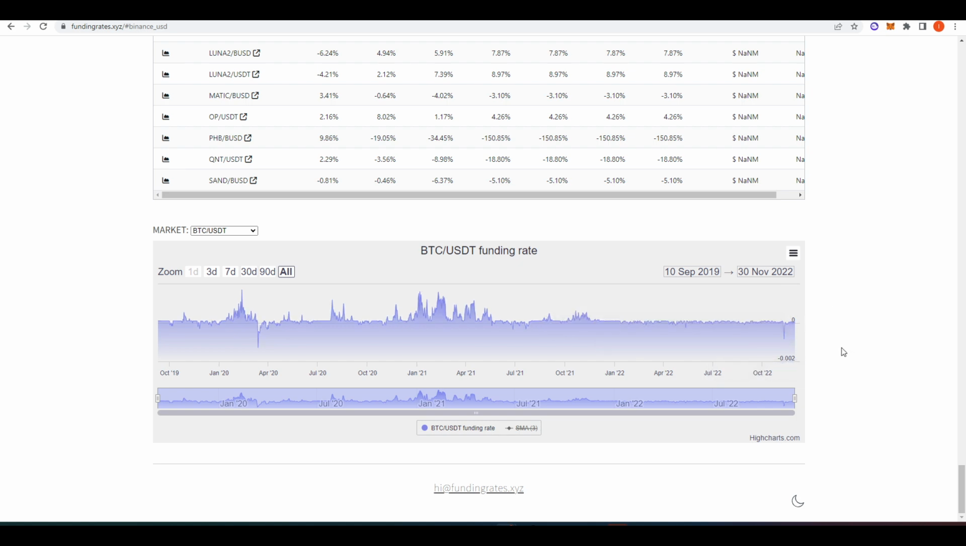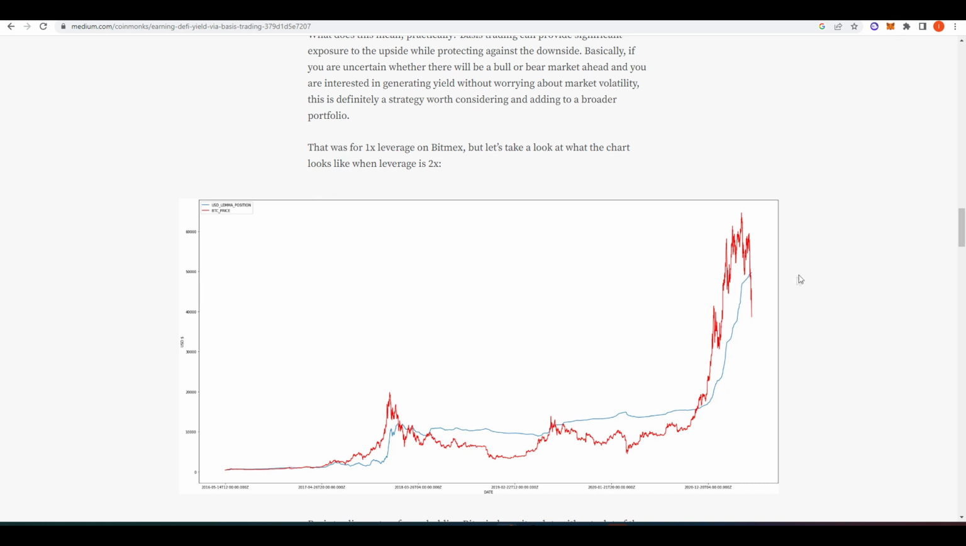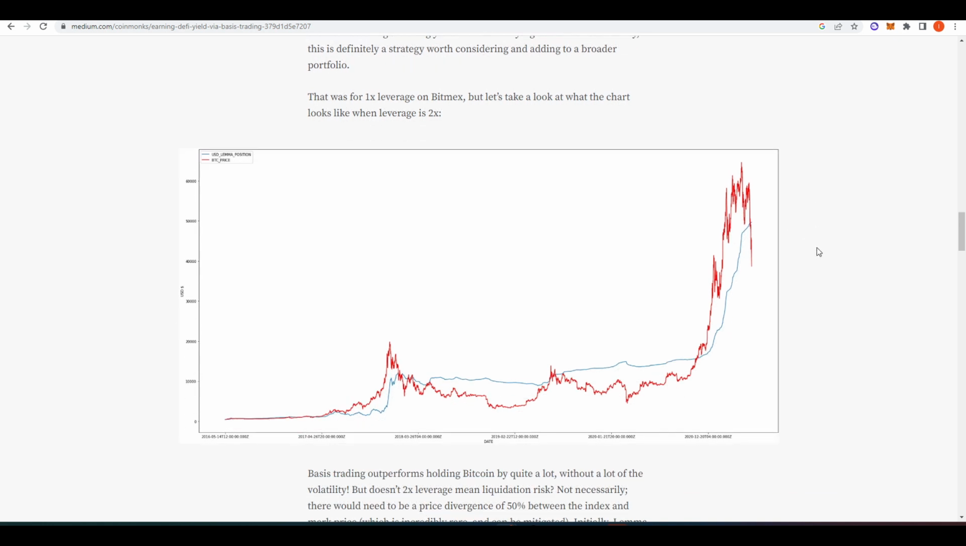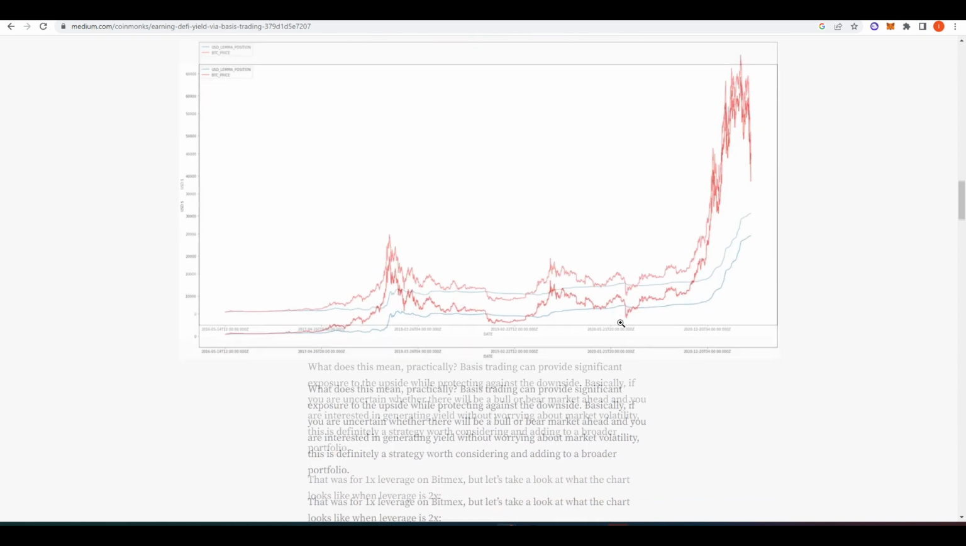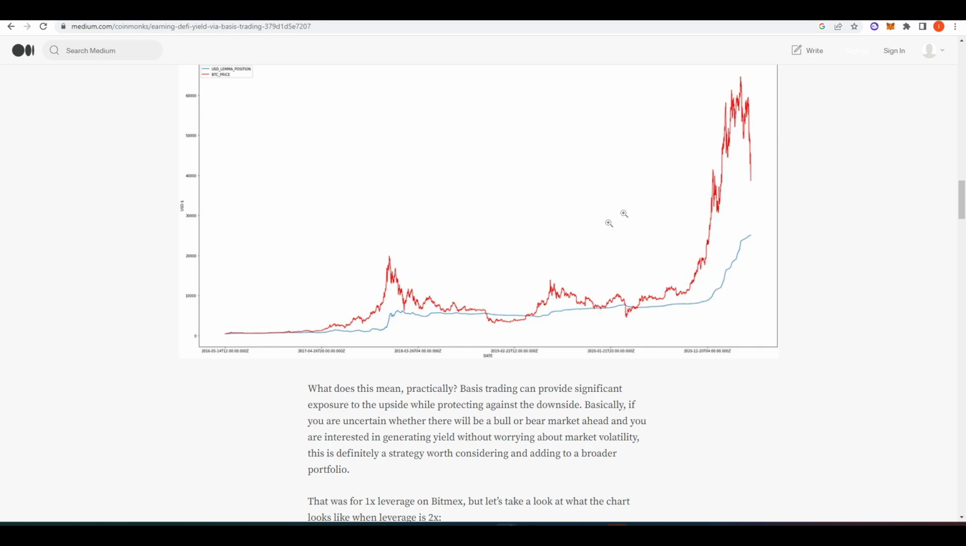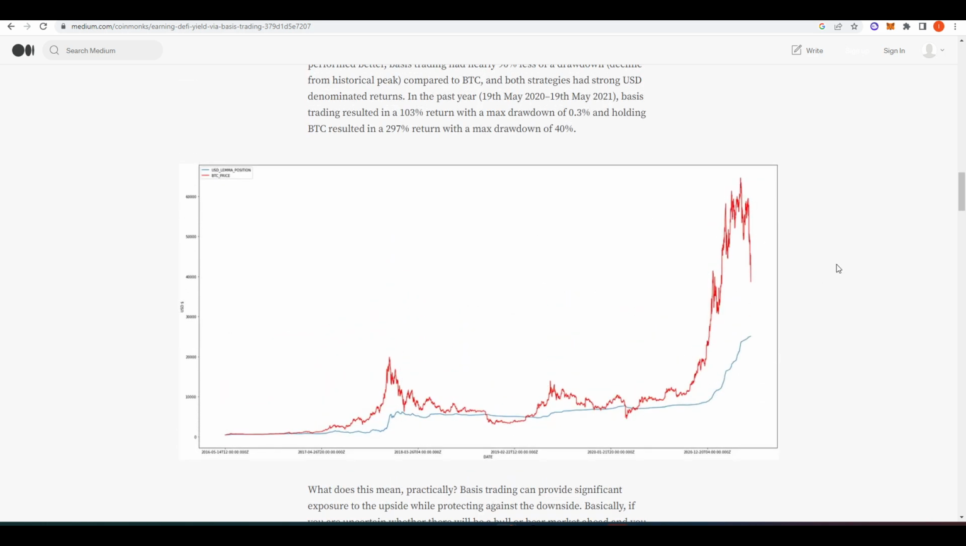But we can see people are generally bullish, and that leads me to believe that the 2x leverage basis trading strategy would have continued to outperform Bitcoin since the end of this backtest in May of 2021. And I don't think it would have had much of a drawdown as well. Pretty much you can execute the 1x leverage basis trading strategy anywhere. So, like Binance, Kraken, Coinbase, pretty much any perpetual futures DEX out there.